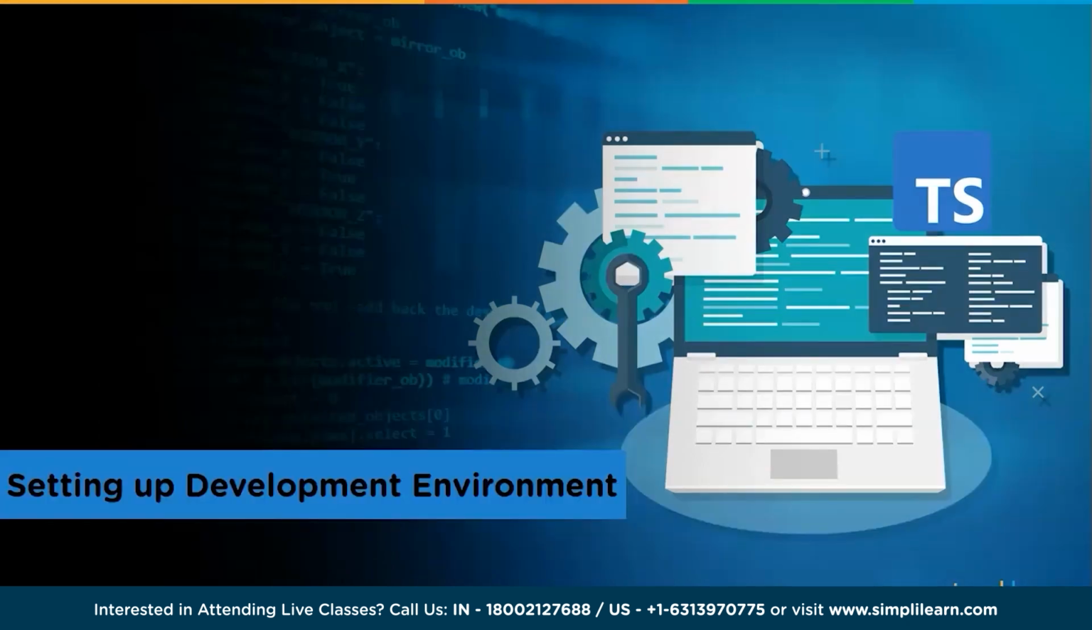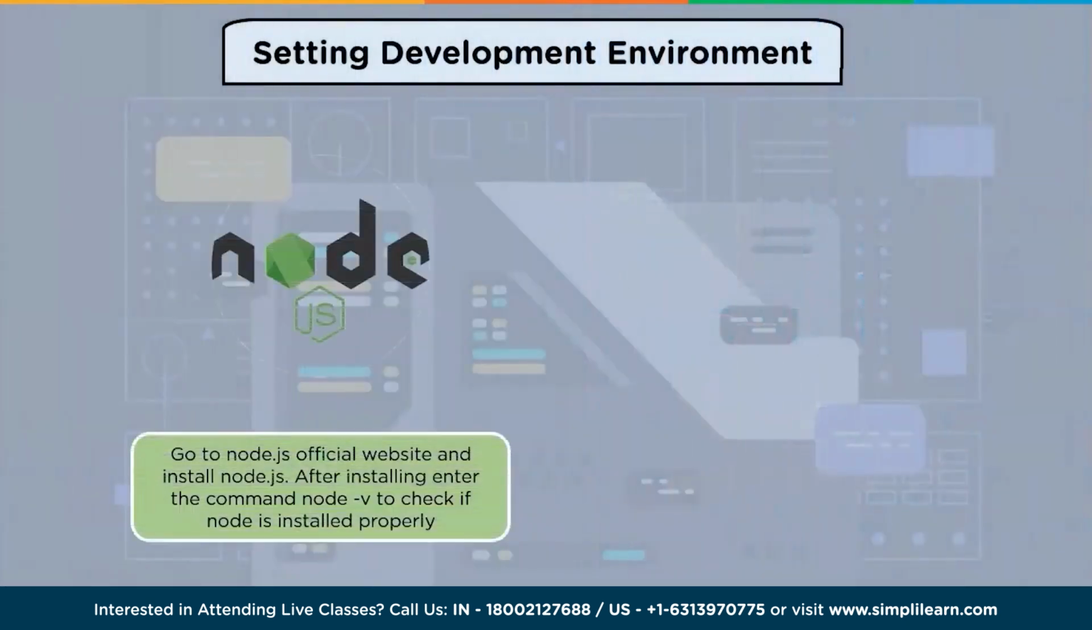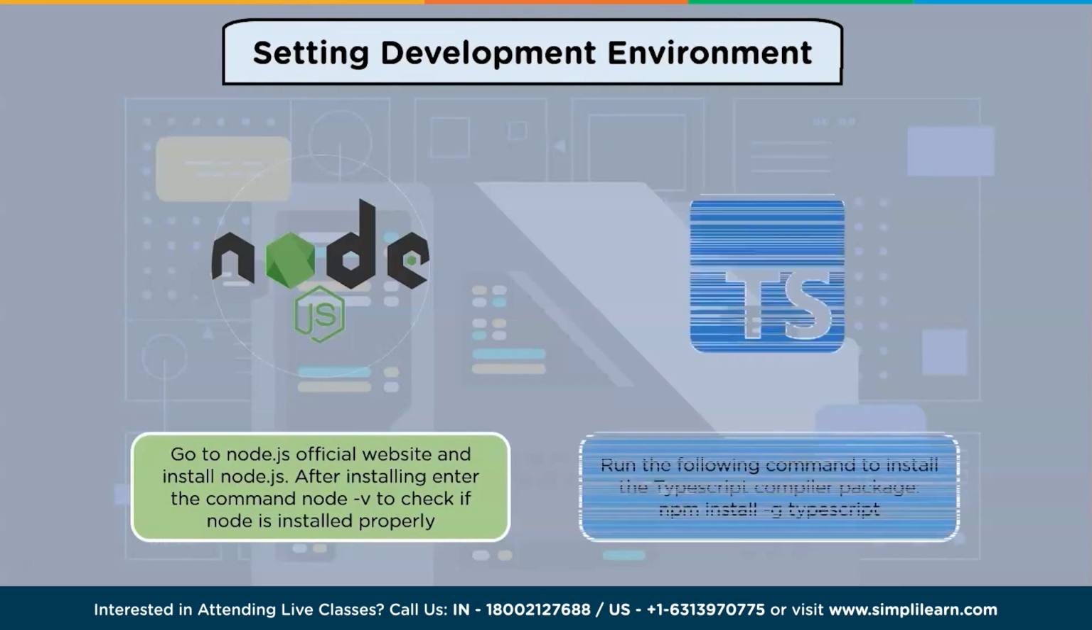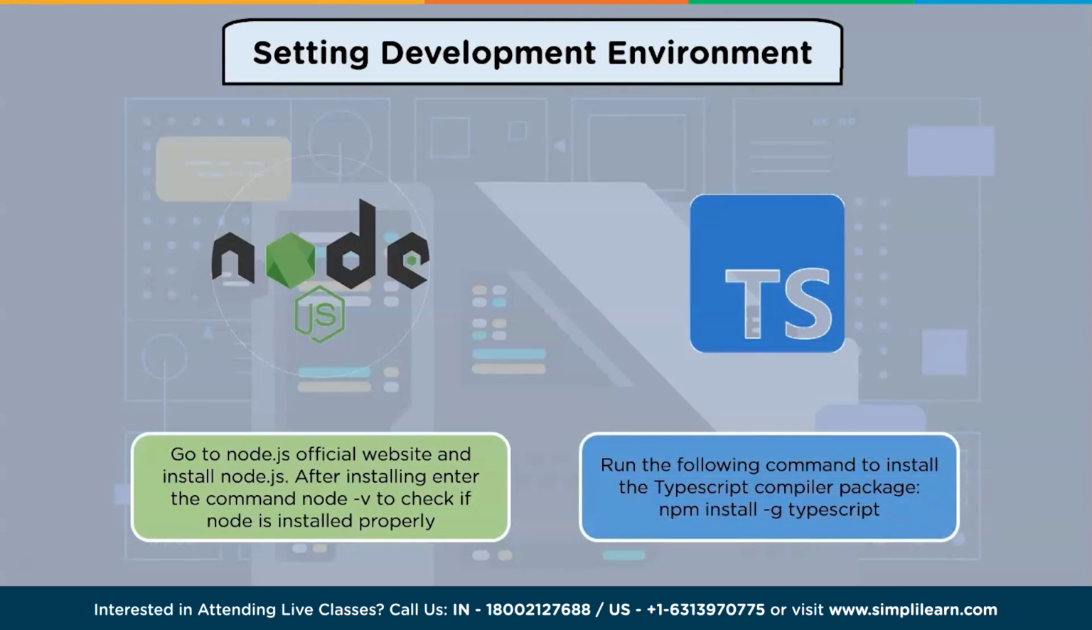Setting up development environment. Firstly, we need to go to the Node.js official website and install Node.js. After installing, go to command prompt and type the command node -v to check if Node is installed properly. To install TypeScript, run the command npm (node package manager) install -g typescript in the command prompt, and this will install TypeScript. So let's jump to the browser and see the installation of Node.js and TypeScript. Then we will go to Visual Studio and see the different components like loops, variables, data types with examples.